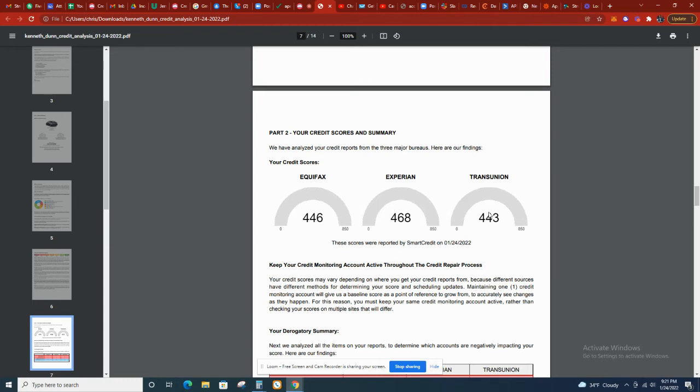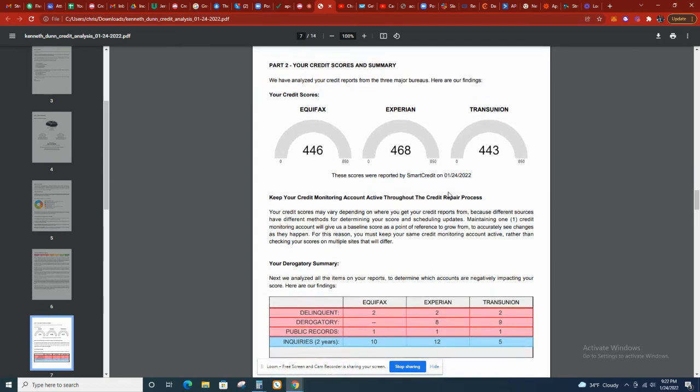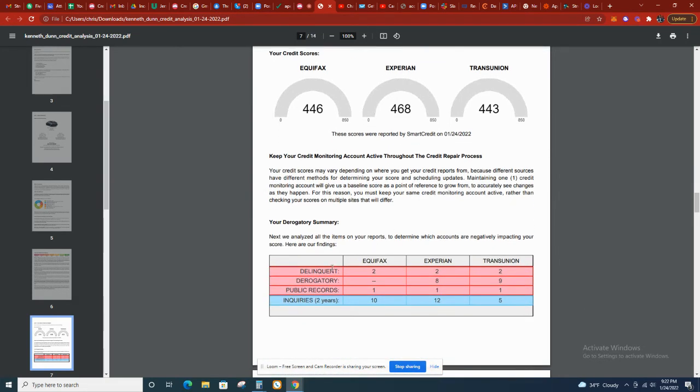446, 468, 443. We have analyzed your credit reports from the three bureaus, and here's what we found. Here are your scores. Customer probably knows that already. That's why they're sitting in front of you or they're on the phone. It shows that you have 2 delinquent accounts on Equifax, 2 on Experian, 2 on TransUnion. You're currently derogatory, 8 on Experian, and 9 on TransUnion. You have a total of 27 inquiries on your credit, and you have 1 public record across all 3 bureaus.